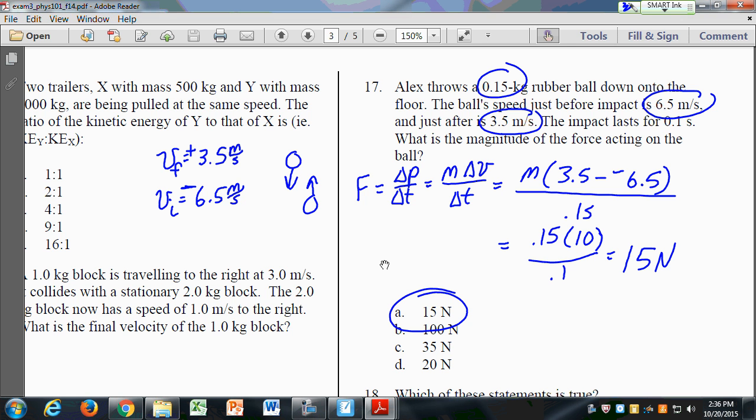You aren't going to miss that because of the signs? Please don't. A lot of students will. So I don't want that to happen. Those are two big classes of problems in momentum: conservation of momentum and these impulse problems.